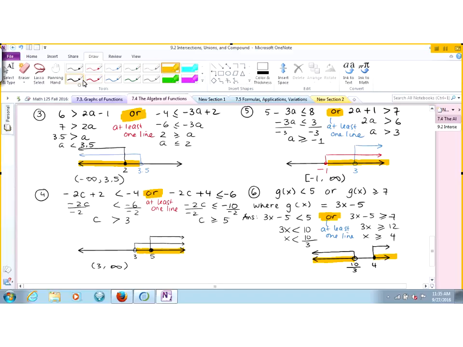Here. Yeah. So this one, how many intervals do we have? 2. So that's why you split it. -infinity, comma, 10 over 3, union, 4, comma, infinity. So you know why we use union now, right? Why? You have 2 different intervals. Yeah. When you just have 1, we don't need union. Okay?